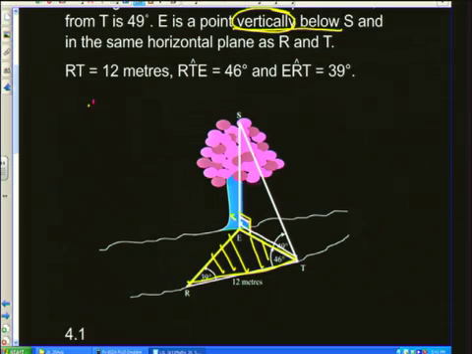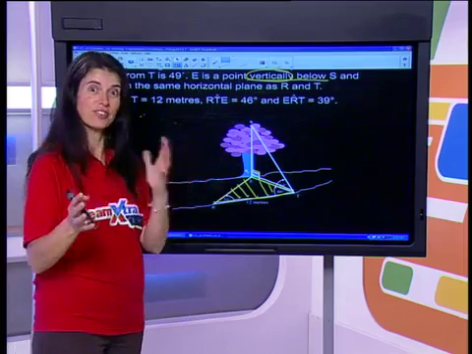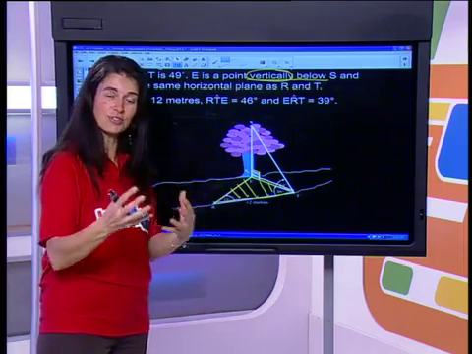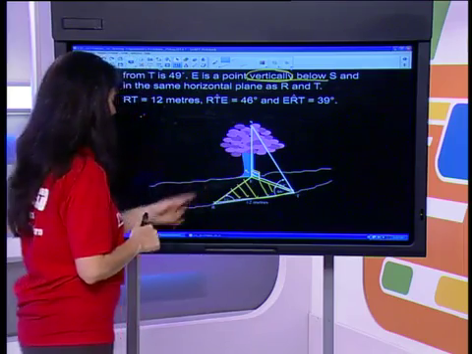So now we still have some missing information. There's E. Is it possible to find angle E? And you're all shouting at the screen, saying yes, I can see it. It's the angle sum in a triangle, the other two angles, so that's great. So let's find angle E.